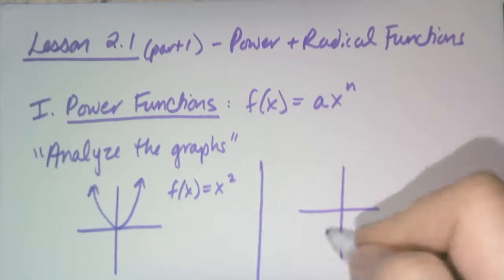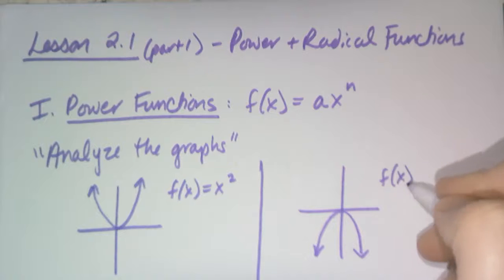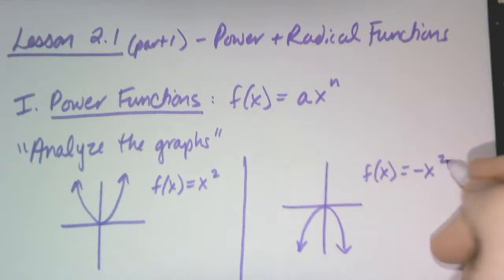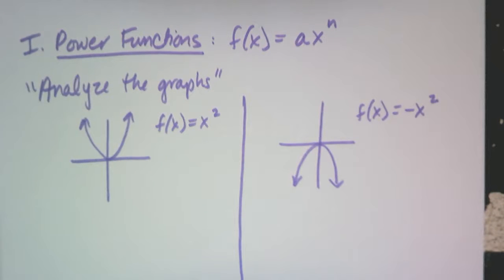And then good old Mr. Upside Down Parabola, or f of x equals what? Negative x squared. Okay. When they say on tonight's homework, analyze the graph, then they're going to say the following. State the domain, the range, the intercepts, the end behavior, the increasing, the decreasing, and the continuity. I just want you to state the following on your homework tonight.